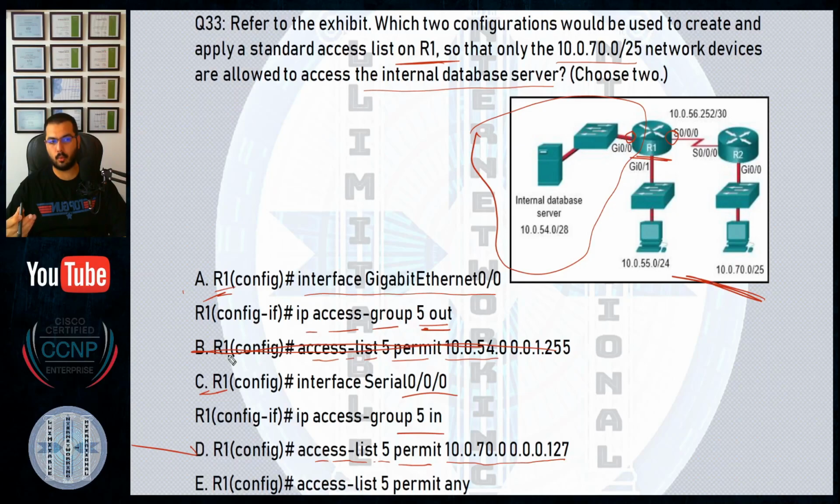Which one will you choose? I will choose the one nearer to the destination, so it will be gigabit Ethernet 0/0, so that if this network wanted to communicate with this network, it will do that freely without the delay or the question of the access list standing in its way. So gigabit Ethernet 0/0 will be better. Which one? A. So A and D for question 33.